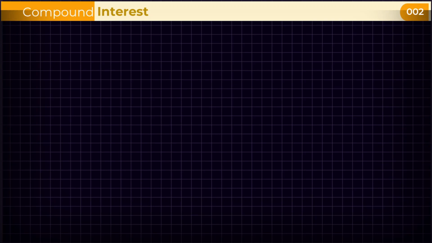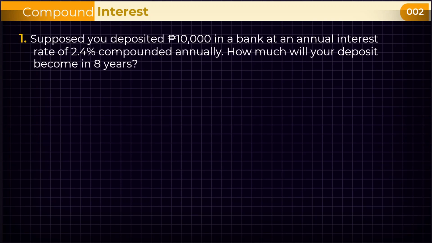Let us now go over some problems involving compound interest. This is the first problem. Suppose you deposited 10,000 in the bank at an annual interest rate of 2.4% compounded annually. The question is, how much will your deposit become in 8 years?